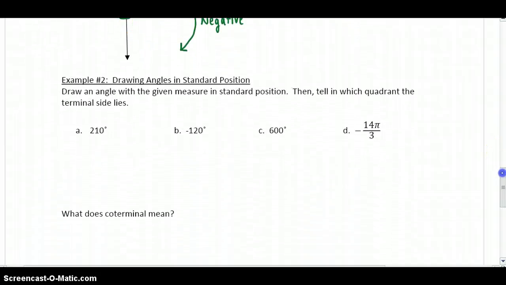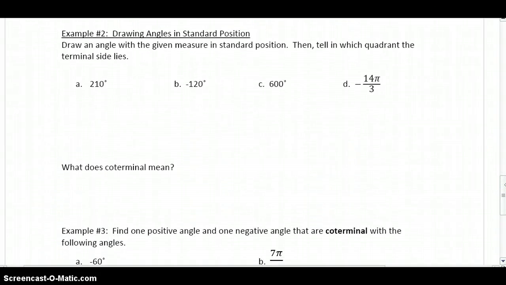Well, let's try sketching some angles. In example 2, we're going to draw an angle with the given measure in standard position, then tell in which quadrant the terminal side lies. In letter A, I've got 210 degrees, so I know that I want it to be in standard position. Standard position means my initial side is on the positive x-axis, so I can at least get that drawn. Then I'm looking to draw the angle that ends at 210 degrees.